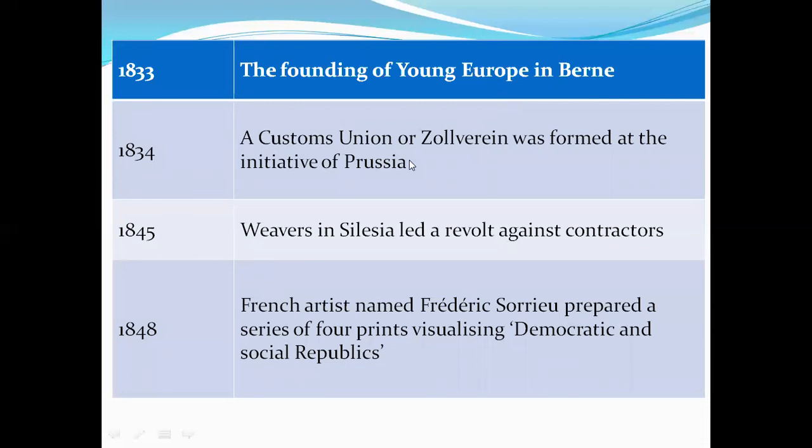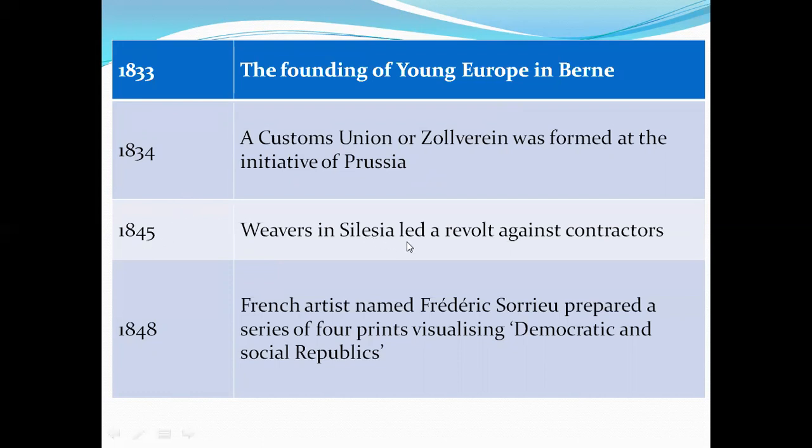1834, a customs union or Zollverein was formed on the initiative of Prussia, which made trade easy in Europe. Before the formation of the Zollverein, many difficulties were there for the traders. So that is why, with the lead of Prussia, the customs union or Zollverein was formed.